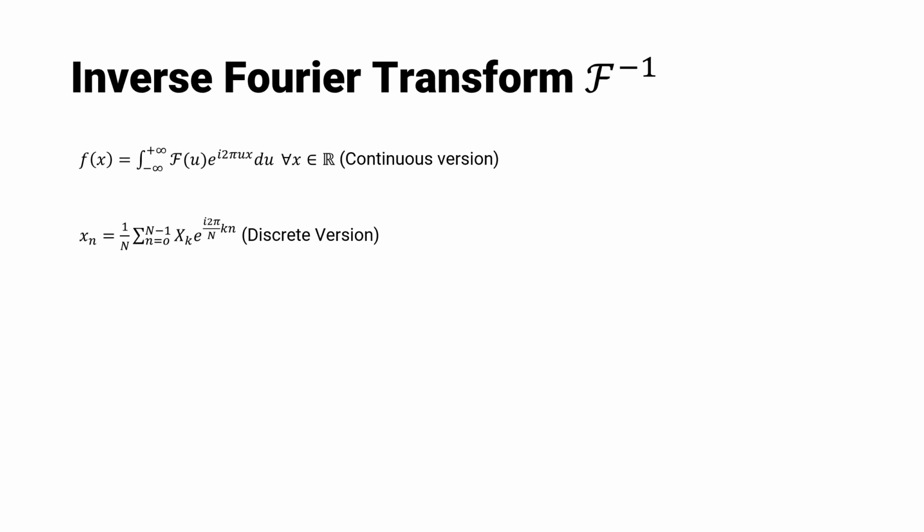So the discrete version of the signal is going to be similar. Again, replace the integration with the summation, and then discretize the signal in the exponent. This formulation takes you from frequency to space.